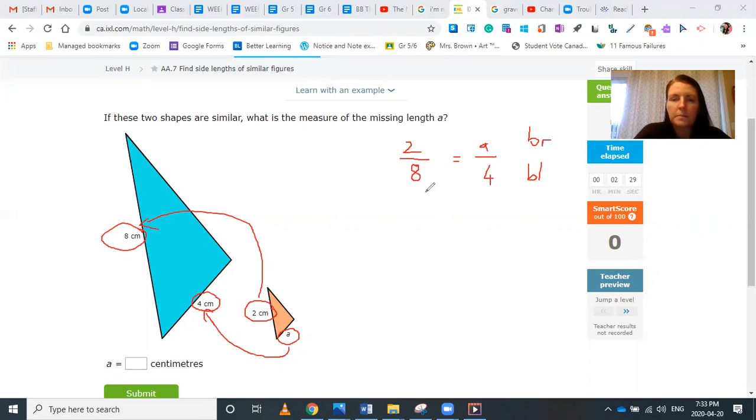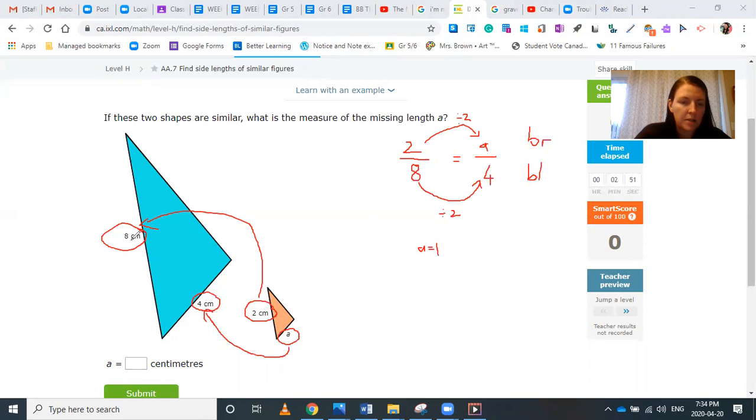Now it just becomes a proportion example. How did we get from 8 to 4? We divided by 2. And what we do to the bottom, we need to do to the top. So 2 divided by 2. So A is equal to 1.